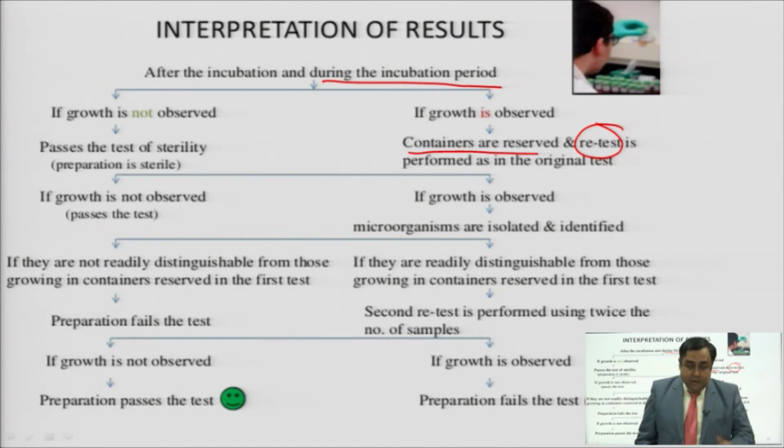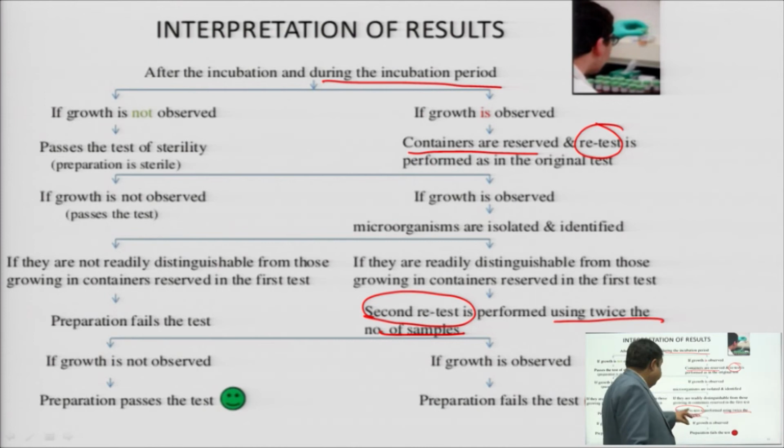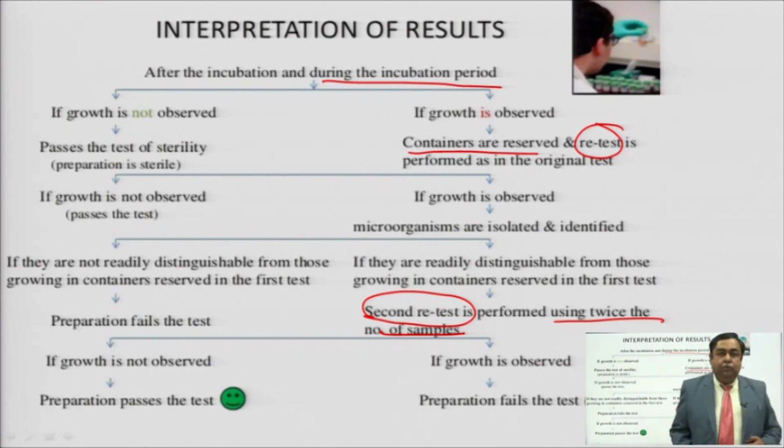I am repeating once again. If there is no growth in the second test, allow the batch to pass through. If there is growth, compare the organism of the first one and the second test. If these two are the same, detain. If they are different, allow a second retest. The second retest is done using twice the number of samples. If there is no growth, the preparation passes. If there is growth, the preparation fails to cross the test.